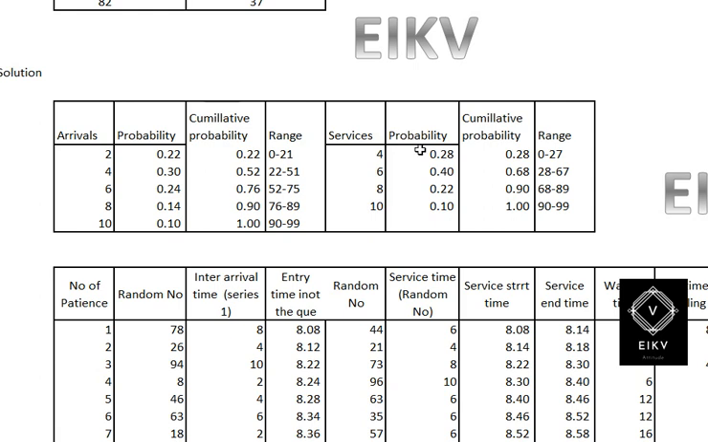Then we have service time and probability and cumulative probability starting from 0.28, and then the second one will be 0.28 plus 0.4, that is 0.68, 0.9 and 1. The range starts from 0 to 27, that is 28 minus 1. Cumulative probability minus 1 will give you 27. And then the next one, 28 to 67, that is 68 minus 1, and 68 to 89 and 90 to 99.